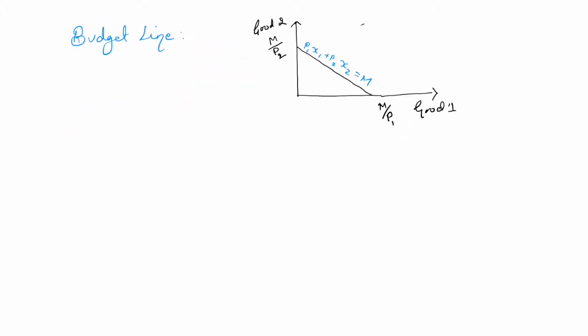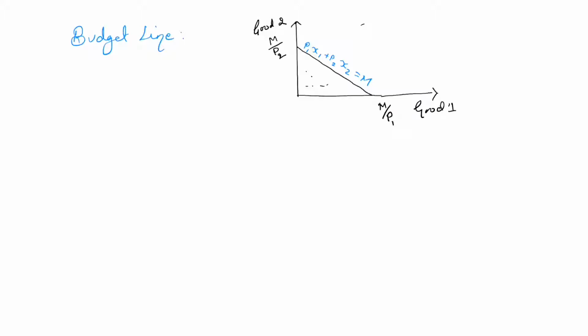Now let's come to the budget line, the equation for which is P1 x1 plus P2 x2 equals M. Any point on the budget line is one of the bundles or combinations of the two different goods we can buy using our budget. Now if we buy anything below this budget line, suppose it comes here, then we will not be utilizing our full budget, and thus we will have some leftover money.